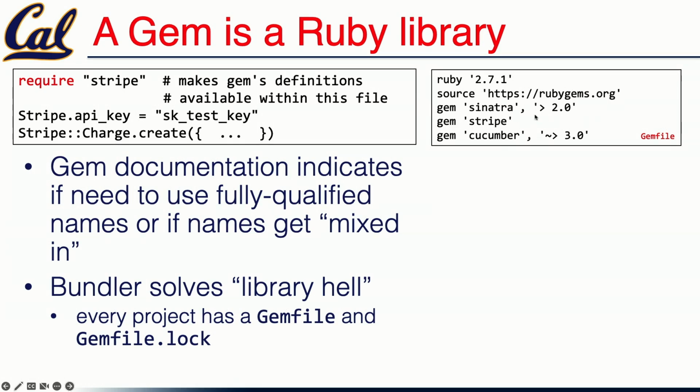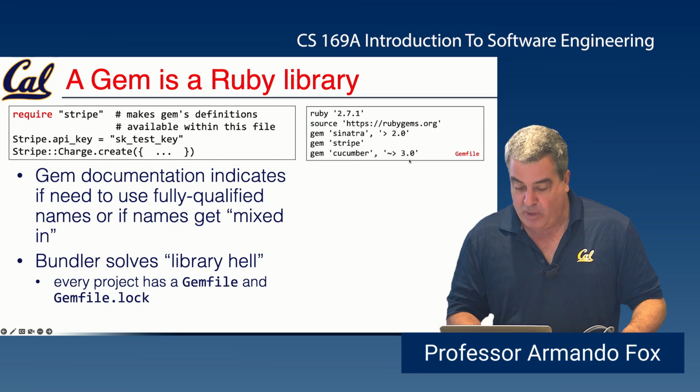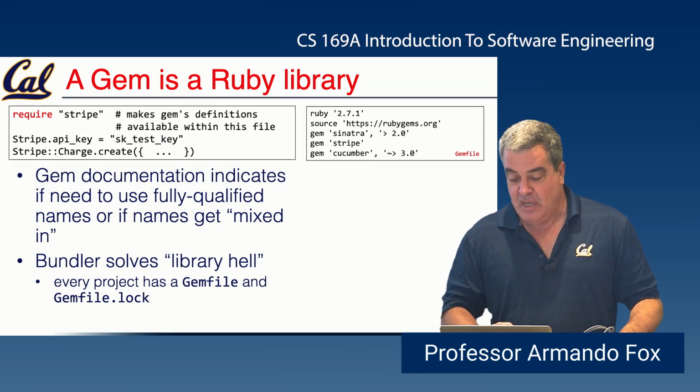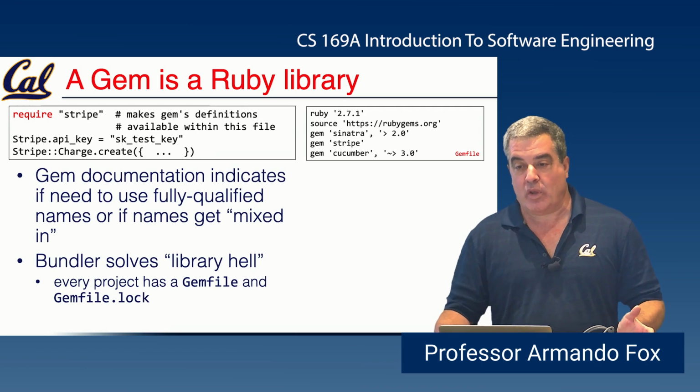I want the gem called Sinatra, and any version greater than 2.0 would be okay. I want the gem called Stripe, and I don't really care which version. And I want the gem called Cucumber, and I want any version that is in the 3.x. So for example, in the gem Sinatra line, Sinatra version 4 would match this constraint, but in the gem Cucumber line, Cucumber 4 would not, because this notation just means something that is within the major release 3 family.